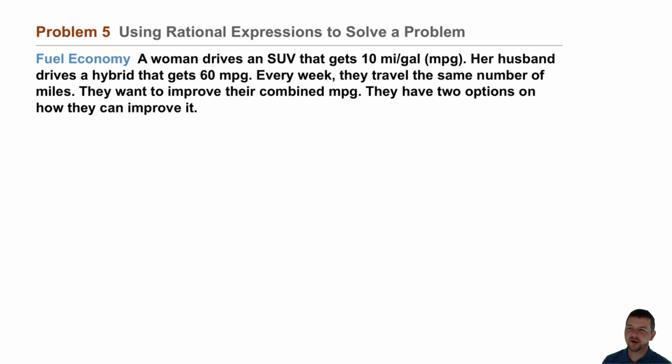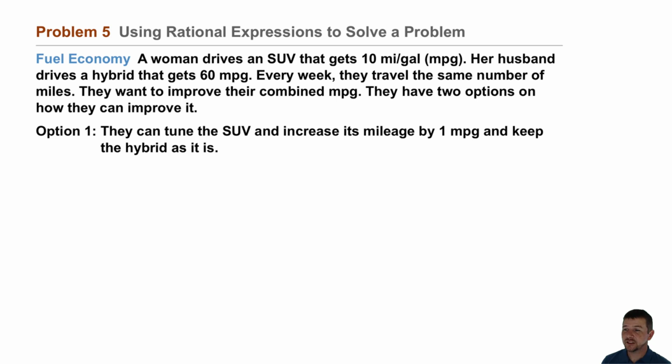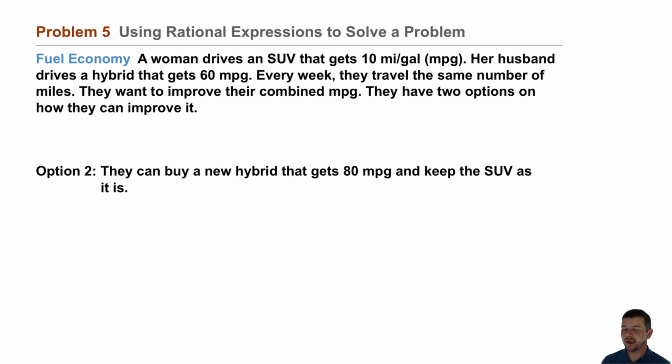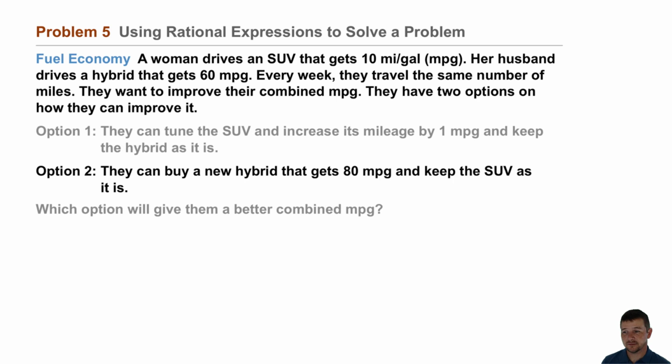They want to improve their combined mpg. They have two options on how they can improve it. Option 1. They can tune the SUV and increase its mileage by 1 mile per gallon and keep the hybrid as it is. Option 2. They can buy a new hybrid that gets 80 miles per gallon and keep the SUV as it is. Which option will give them the better combined miles per gallon?